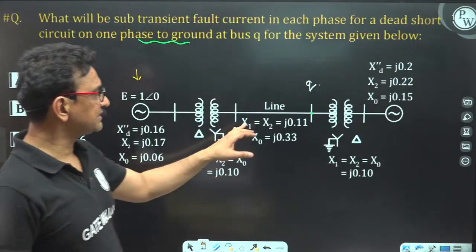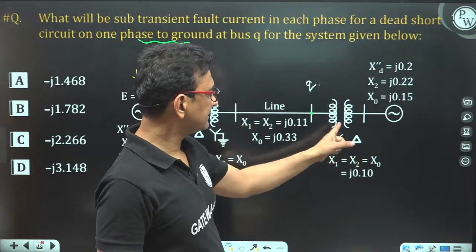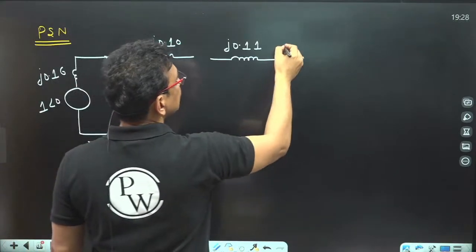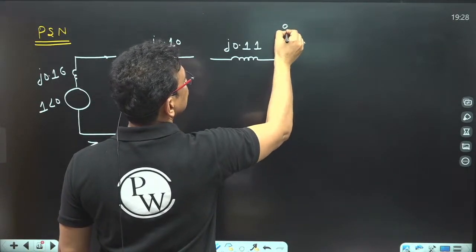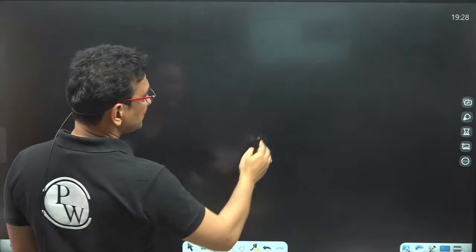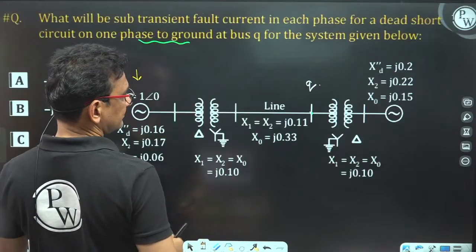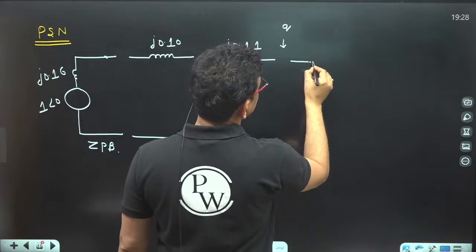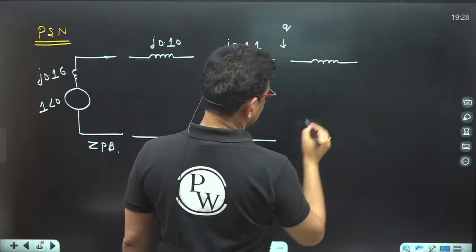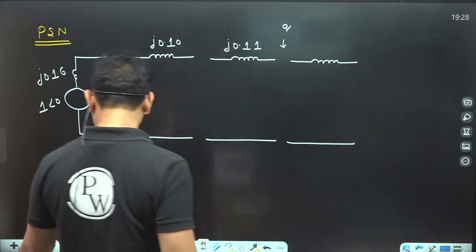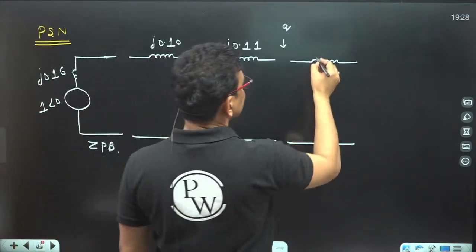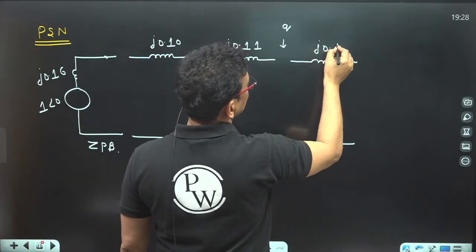After the transmission line, again there is a transformer. This is a bus, so here we have bus Q. After this point Q there is again a transformer, which you represent as a reactance, J0.10.